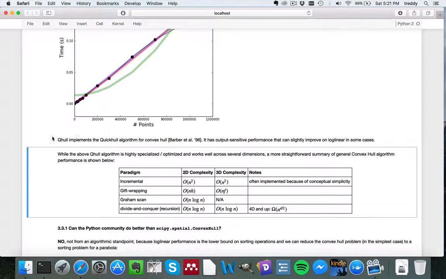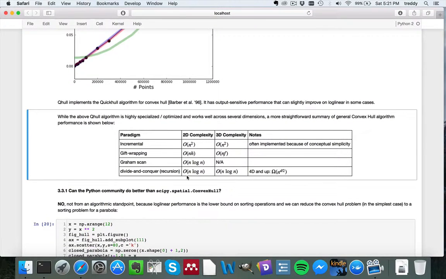So QHull, which is the code that's ultimately running the code above, uses the QuickHull algorithm, which was published only about 20 years ago, actually. So a lot of the algorithms that we use even now are from the last 10, 20 years, because computational geometry is quite young. And it actually has output-sensitive behavior, so depending on the percentage of points in your input data that are on the convex hull and not on the convex hull, the performance of the algorithm can improve in some cases to be actually a little bit faster than log linear.